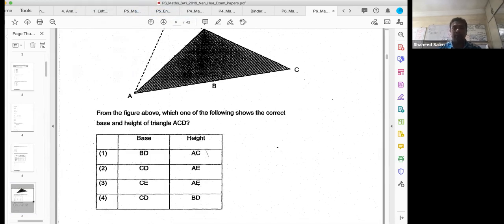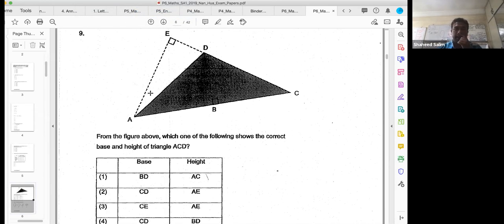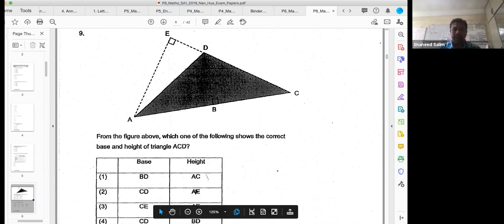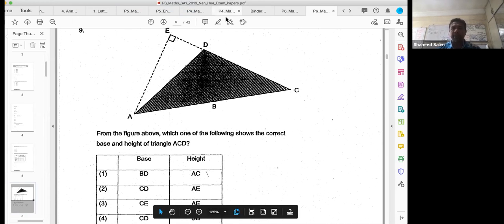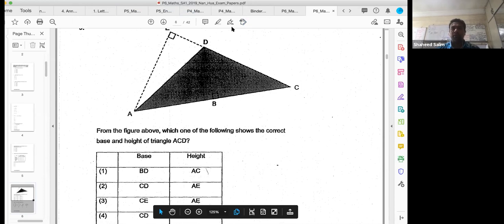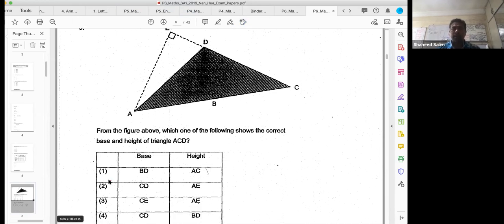Okay, let's see. As we said just now, AE is the height, CD is the base. The answer is number 2. Okay, number 2 is the answer. Now we go to the next one.